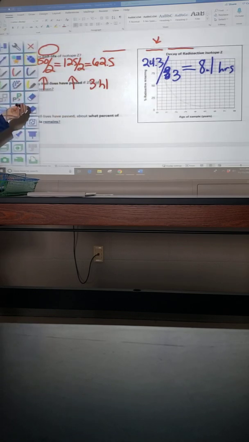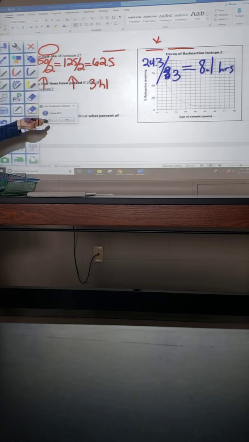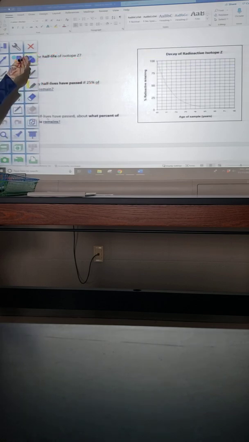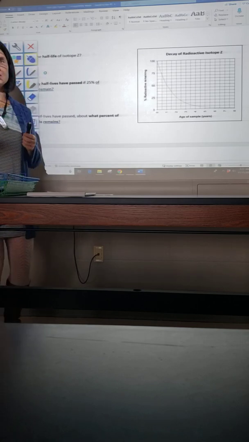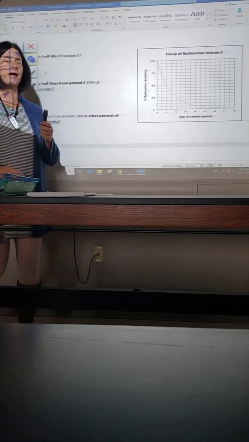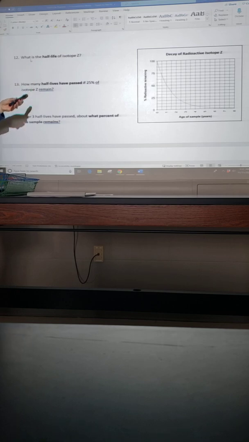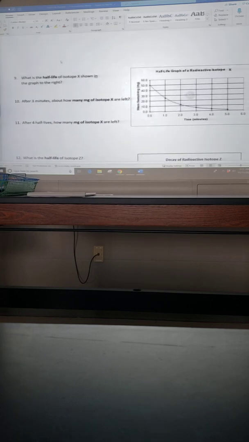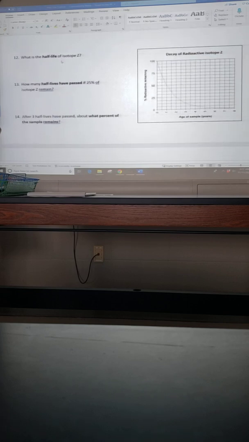Do you guys want to do one of the graphing ones together, or do you feel, raise your hand if you want to do one of the graphing ones together. Okay, I agree with that. I like that. Let's do 12, 13, and 14. It goes with isotope Z.